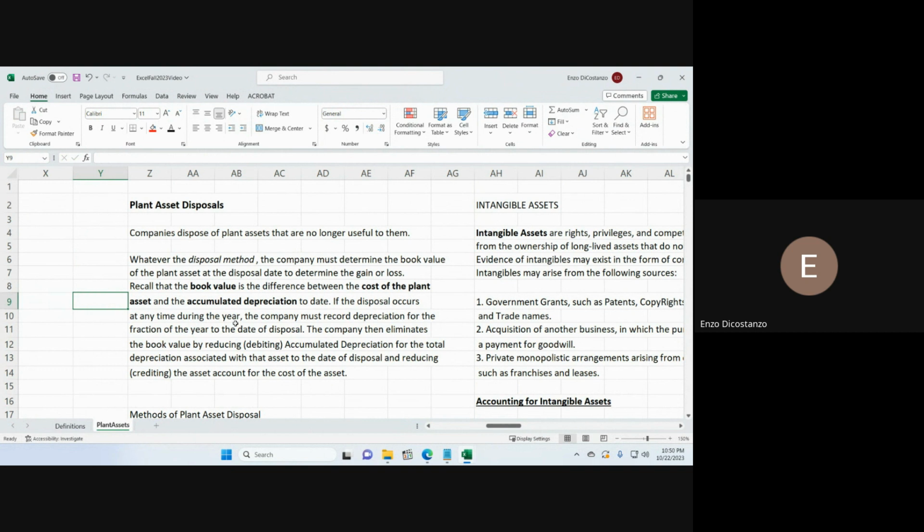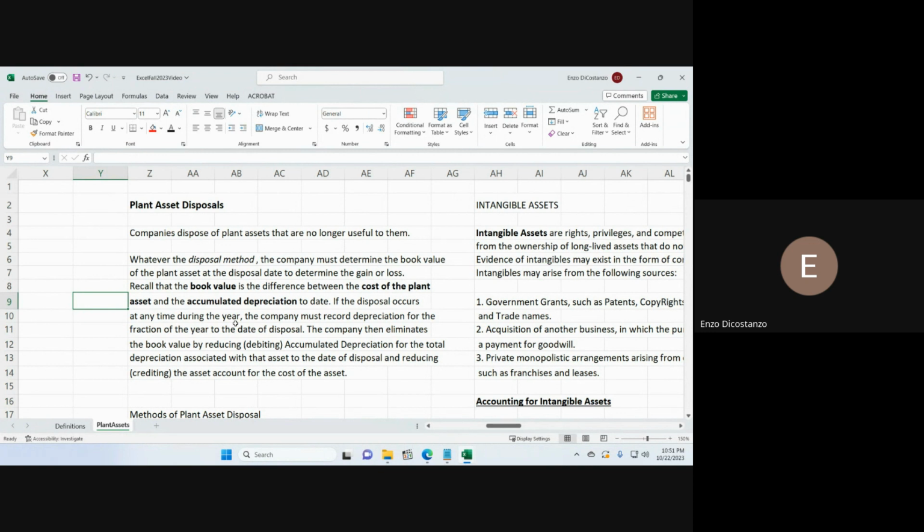The idea behind this particular discussion is when you're disposing of plant assets that are no longer useful, there are disposal methods. The company must determine the book value of the plant asset at the disposal date to determine the gain or loss. The book value is the difference between the cost of the plant asset and the cumulative depreciation to date.